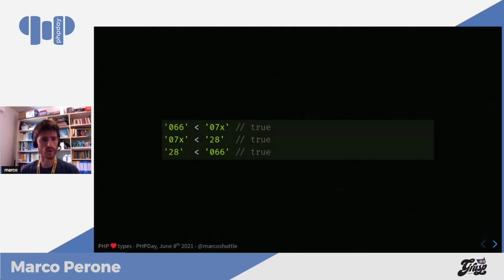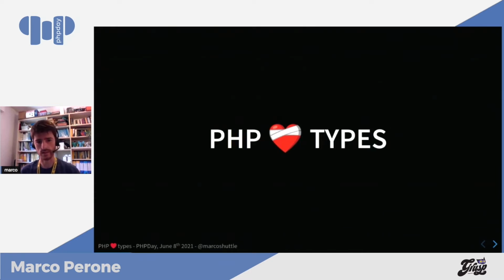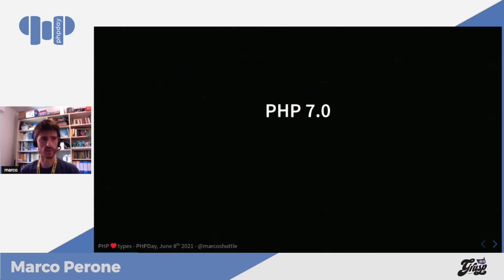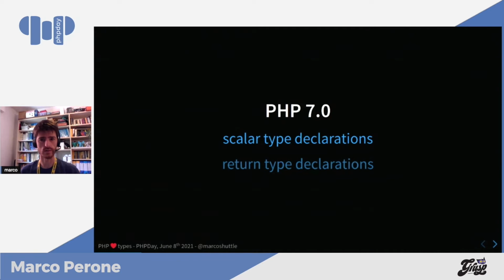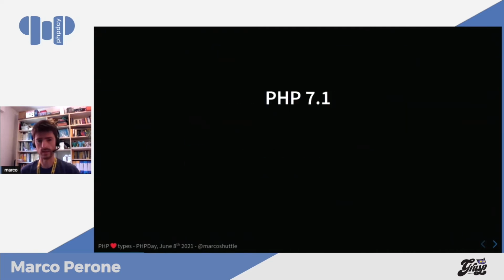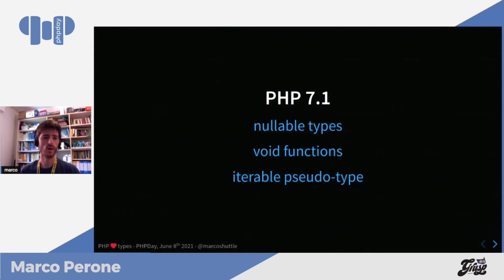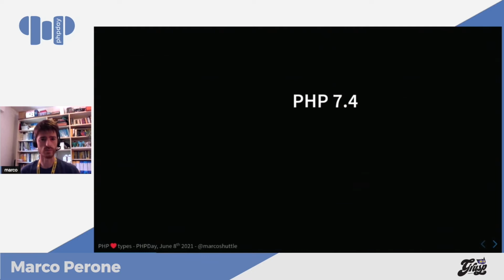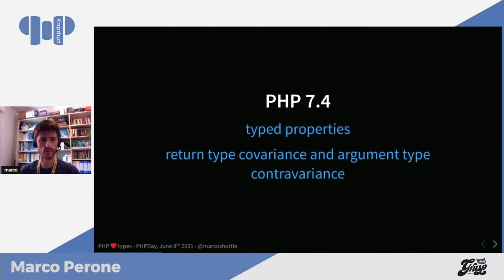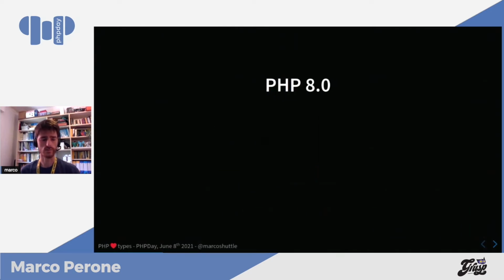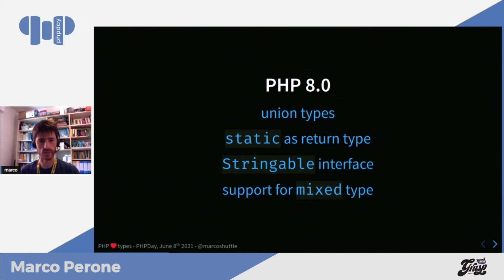But luckily, with time going by and new versions coming out, the relationship between PHP and types started to mend. They started to become more acquainted and even a little bit friends, I should say. It all started with PHP 7.0, I think, when we got scalar type declarations and return type declarations. Then in PHP 7.1, we got nullable types, void functions, and the iterable pseudo type. With PHP 7.2, we got the object type. With PHP 7.4, we got typed properties, return type covariance and argument type contravariance. In the current version of the language, PHP 8.0, we also have union types, static as a return type, the Stringable interface, and support for the mixed type.